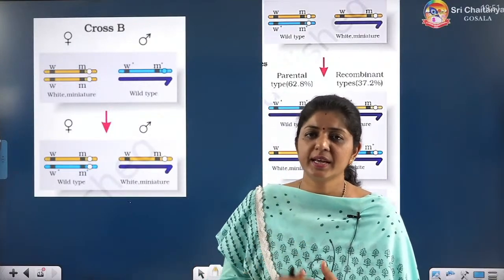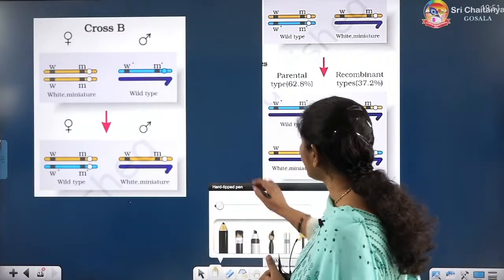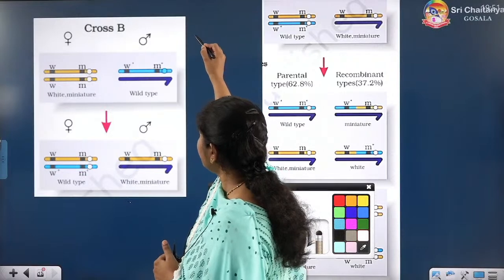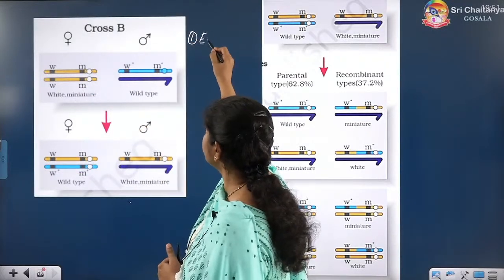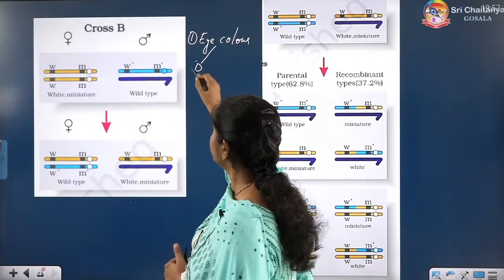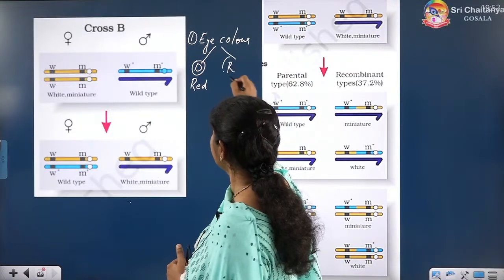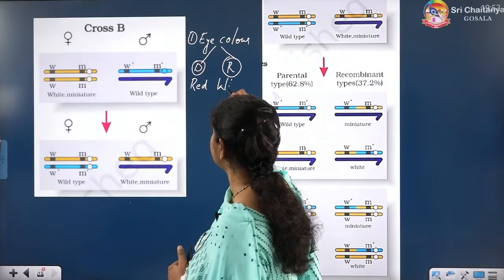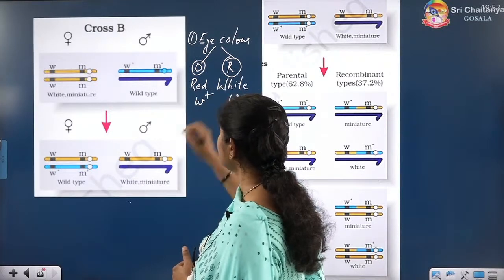Because there are two characters again here. Which two characters have we taken? Let me write here. The first character, indicated by W, is obviously eye color. What is the dominant trait here? That will be red. What will be the recessive trait? That will be white. How do you indicate it? W, and this will be W plus.